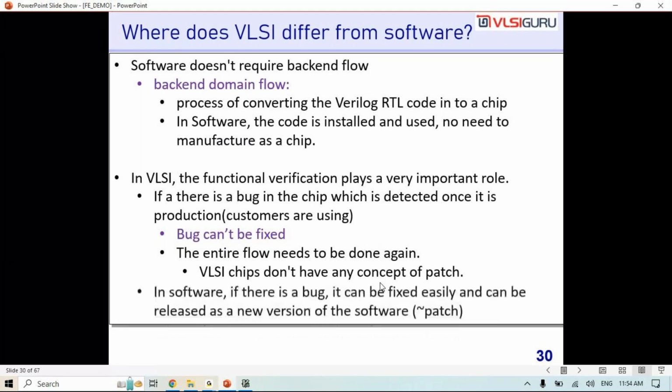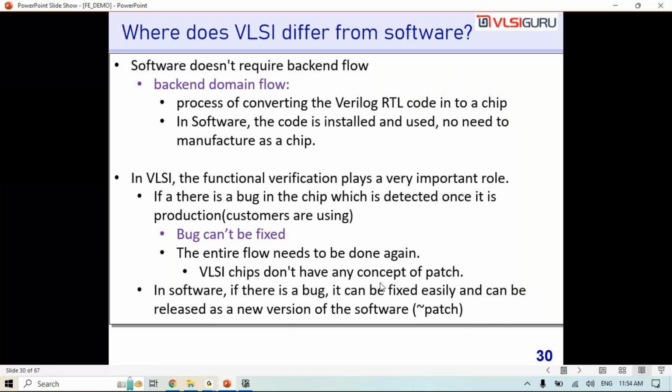What happens in software? Tell me. If there is a bug, it can be fixed. It will be released as a new version of the software called a patch. You know, right? For software, they keep giving patches. Have you heard of the term software patch? What is a software patch? Some bug is there in the software, and they release a fixed, new version. That's the patch. In VLSI, there is no concept of patch. Once there is a bug, you have to redo the entire thing again. You cannot go and do small fixes in the chip.